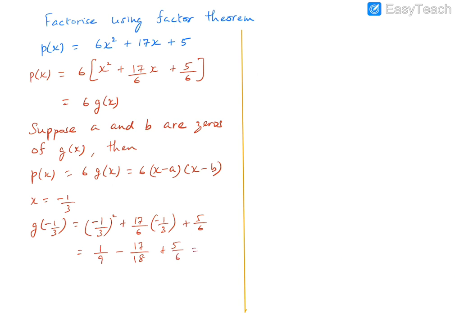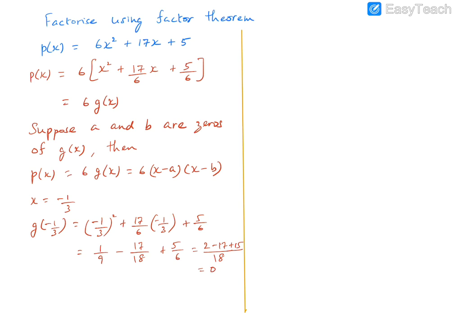So we can take the LCM. The LCM for these three numbers, 9, 18 and 6, is going to be 18. And then in the numerator we will have 9 goes into 18 two times, and 2 into 1 is 2, minus 18 goes into 18 one time, and 1 into 17 is 17, plus 6 goes into 18 3 times, and 3 into 5 is 15. So we have 15 plus 2, 17, minus 17 equals 0. So that is equal to 0. So one of the zeros of the polynomial is x equal to minus 1 over 3.